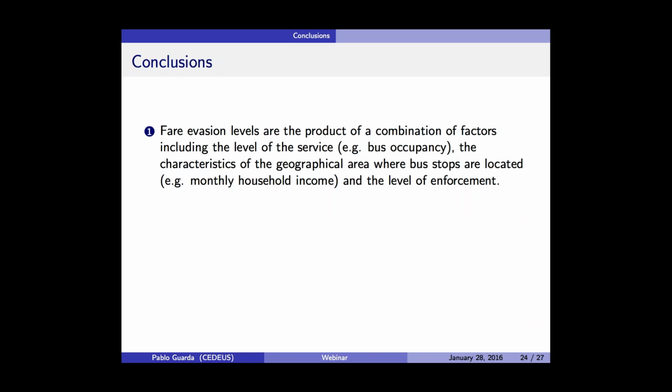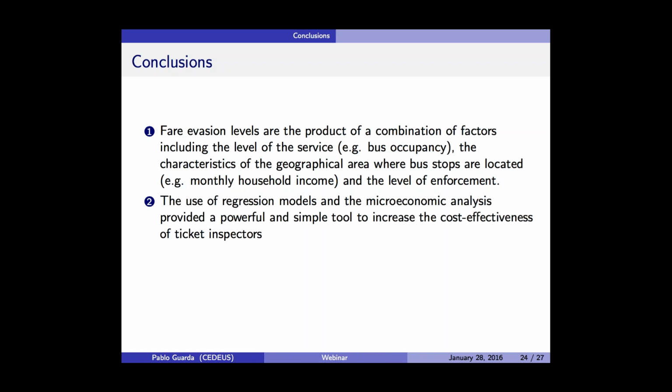Fare evasion levels are the product of a combination of factors including the level of service, such as the bus occupancy, and the characteristics of the geographical area where the buses are located. We capture this effect partially using the monthly household income of the municipality where the buses were located, and the level of enforcement, which is the variable that is usually studied in the literature to explain fare evasion. But we added other factors that were significant to explain it.